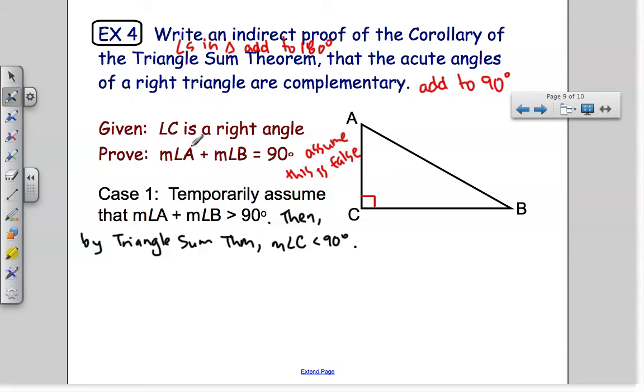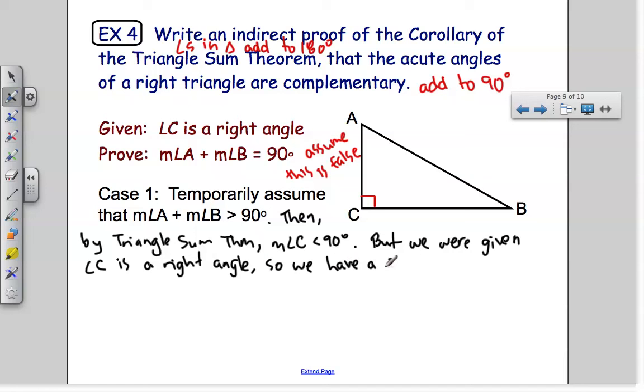And angle C could no longer be 90 degrees, but I was given that angle C is a right angle. And if angle C is less than 90, it's not a right angle. But we were given angle C is a right angle, which is a contradiction. So it can't be less than 90 because it's a right angle. So we have a contradiction. So apparently this cannot be true. Case 1, that measure of angle A plus measure of angle B is greater than 90, does not work. Case 2, we're going to temporarily assume.